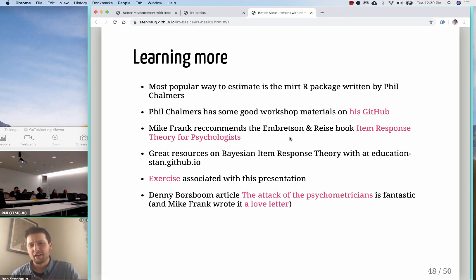There's links here. There's a pretty good book that I haven't read much, but Mike Frank recommended, Item Response Theory for Psychologists. And then people are just recently getting into fully Bayesian item response models, where I can put priors on the discrimination parameters or the guessing parameters, et cetera. And lastly, if you just want a more philosophical view of why we should use psychometrics and what benefits it gives us, this Denny Borsboom 2006 article, The Attack of the Psychometricians, is really good and readable in an hour or so. He argues that psychometricians have attacked and they need to continue attacking so that we stop using the sum score in all of our things.